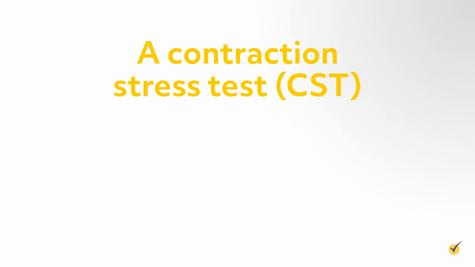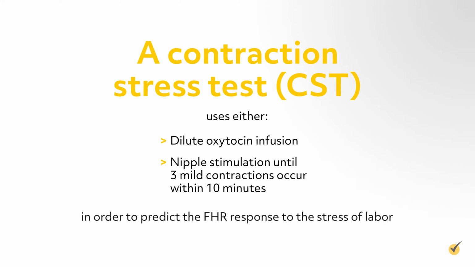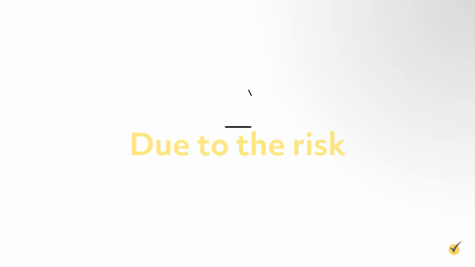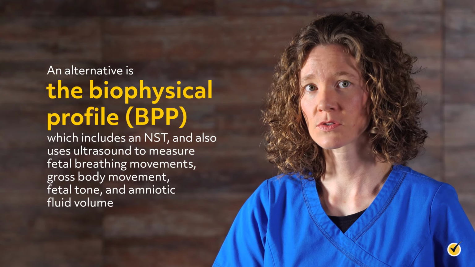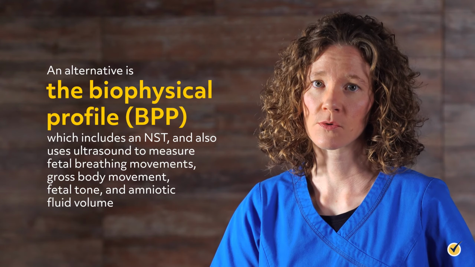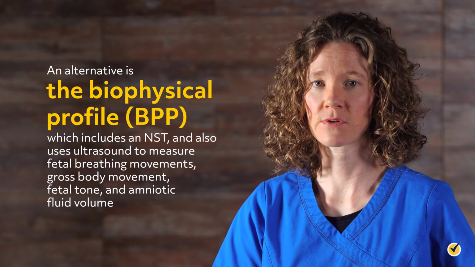A contraction stress test, or CST, uses either dilute oxytocin infusion or nipple stimulation until 3 mild contractions occur within 10 minutes in order to predict the fetal heart rate response to the stress of labor. Due to the risk associated with inducing contractions, the CST is not usually performed. An alternative is the Biophysical Profile, or BPP, which includes an NST and also uses ultrasound to measure fetal breathing movements, gross body movement, fetal tone, and amniotic fluid volume.